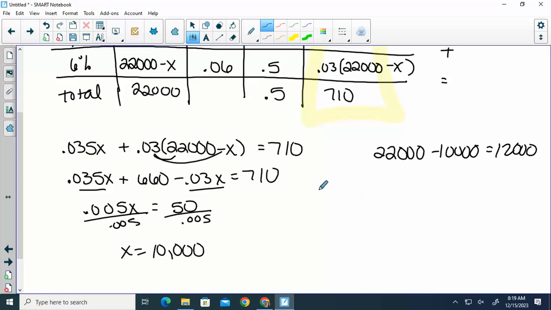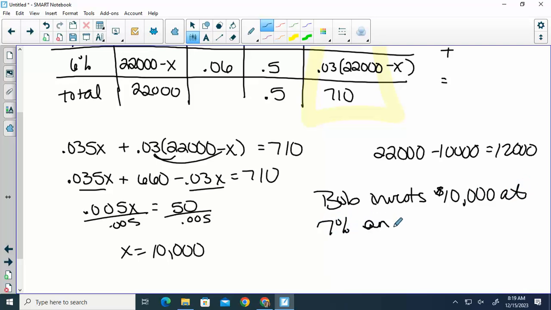Write a sentence. So Bob invests 10,000 at 7% and 12,000 at 6%. Is that okay?